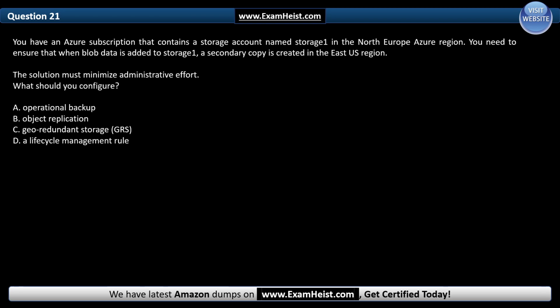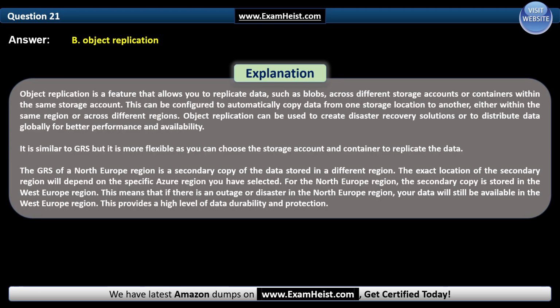The correct option is B, object replication. Object replication is a feature that allows you to replicate data such as blobs across different storage accounts or containers within the same storage account. This can be configured to automatically copy data from one storage location to another, either within the same region or across different regions. Object replication can be used to create disaster recovery solutions or to distribute data globally for better performance and availability. It is similar to GRS, but it is far more flexible as you can choose the storage account and container to replicate the data.